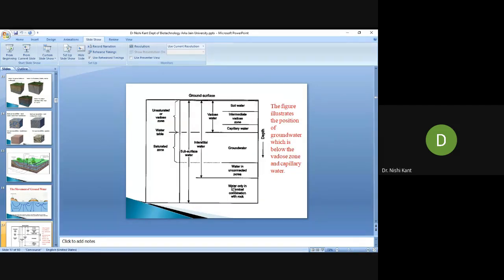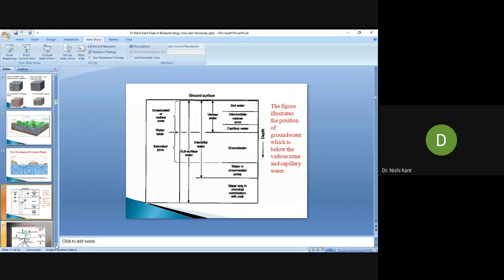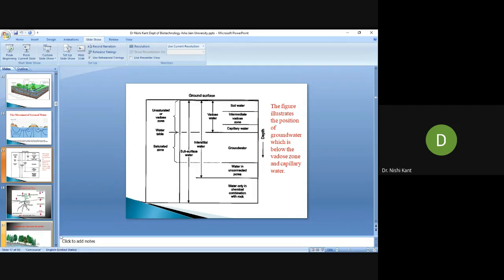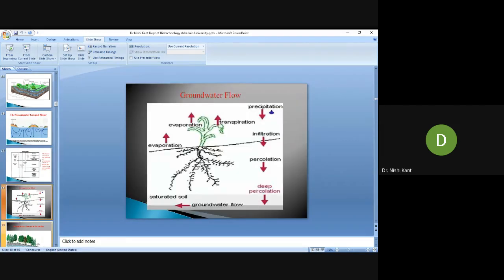This shows how groundwater intersects the surface. Water comes out of the ground when the groundwater meets the surface. It can be a spring, lake, or stream. This shows the groundwater flow.